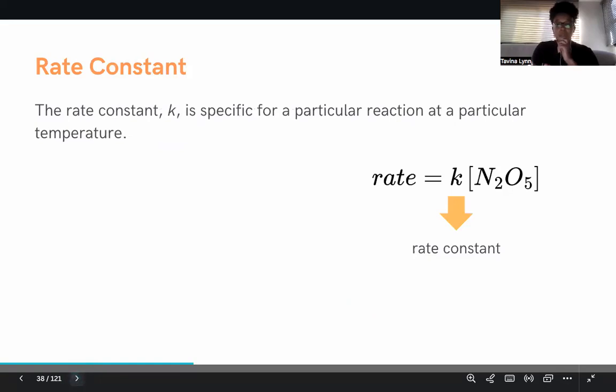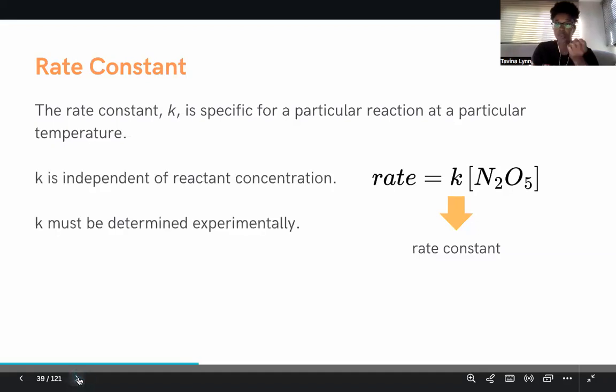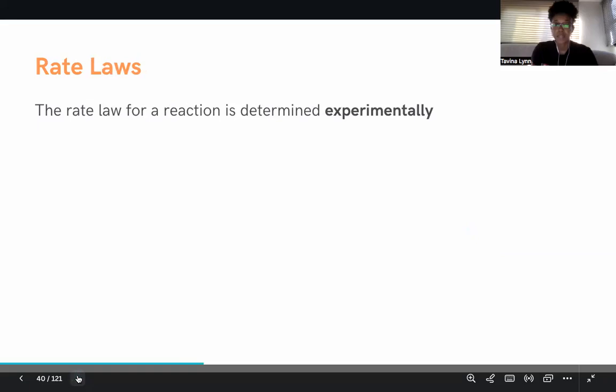Now let's talk about the rate constant for a little bit. The rate constant is specific for a particular reaction at a particular temperature, right? So at different temperatures, the rate constant can change. It's independent of the reactant concentration, and it must be determined experimentally. So the rate law for a reaction is determined experimentally.